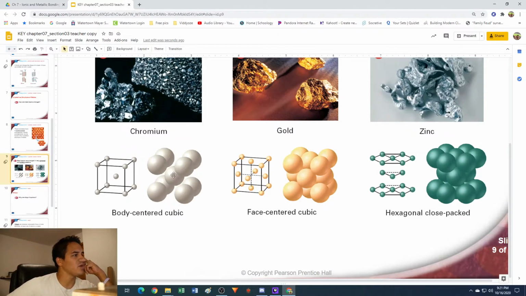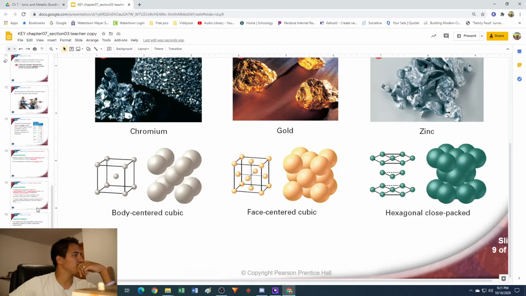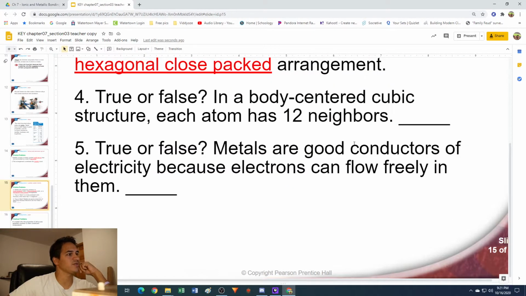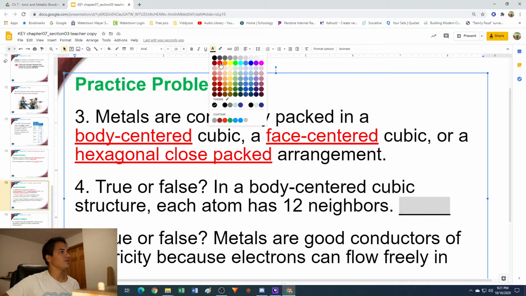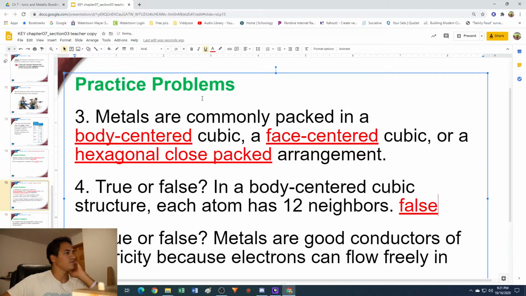If we have this metal here, this atom that's in the middle, we would have 1, 2, 3, 4, 5, 6, 7, 8 atoms around it. So that is not 12 neighbors. So we are going to say that this one is false. They only have 8 neighbors from what I can see. Oh, we can highlight this correctly. There we go. All right, so this is false.